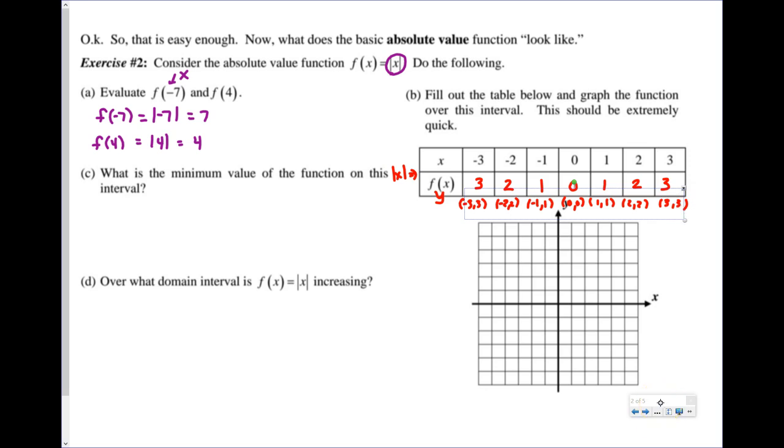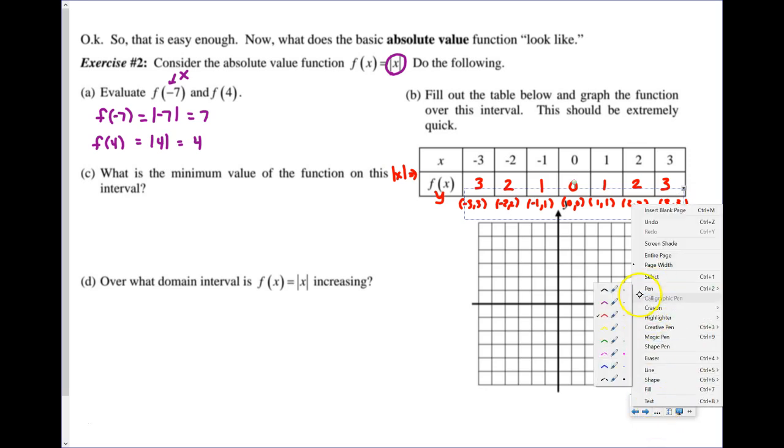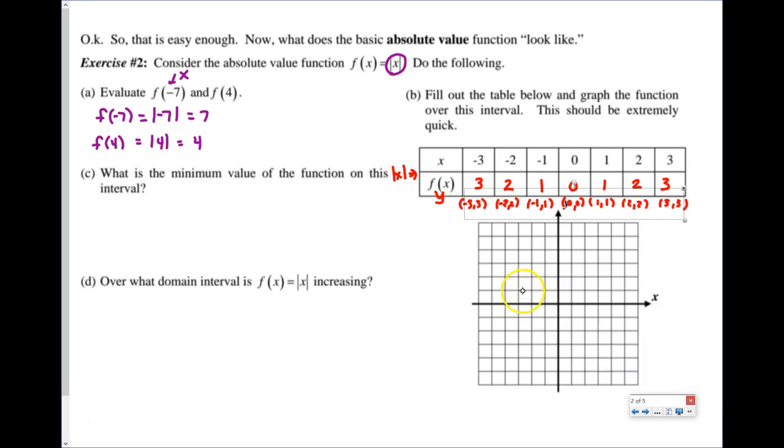So now that I have these coordinates, I can graph them. -3, 3; -2, 2; -1, 1; 0, 0. Right now I'm just going through and graphing each of these points. I've graphed these first 4. Now I'm going to graph 1, 1. That's that point right there. I'm going to graph 2, 2, and 3, 3. So this is my absolute value function.